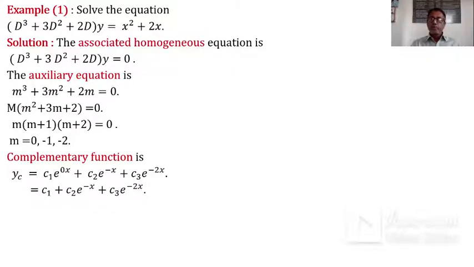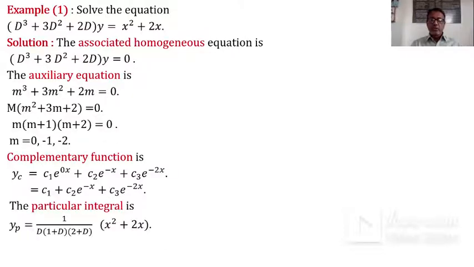Now we want to find the particular integral. Therefore, we consider yp is equal to 1 upon f of D operate on Q of x. Here f of D is D (D plus 1)(D plus 2), and Q of x is x square plus 2x. Therefore, we operate 1 upon D (1 plus D)(2 plus D) on x square plus 2x. Now we operate this one by one. This is one method, or in the other method we write this in partial fraction form.